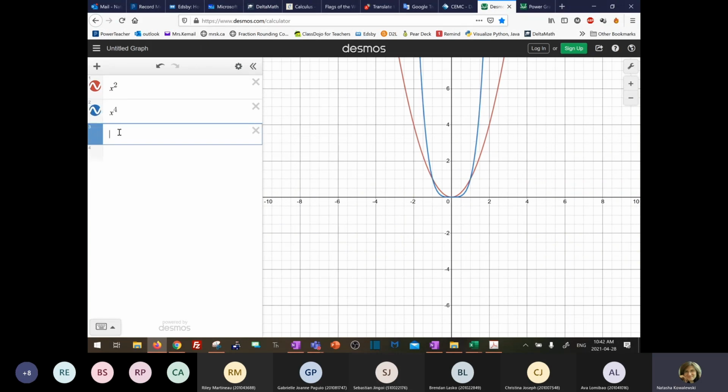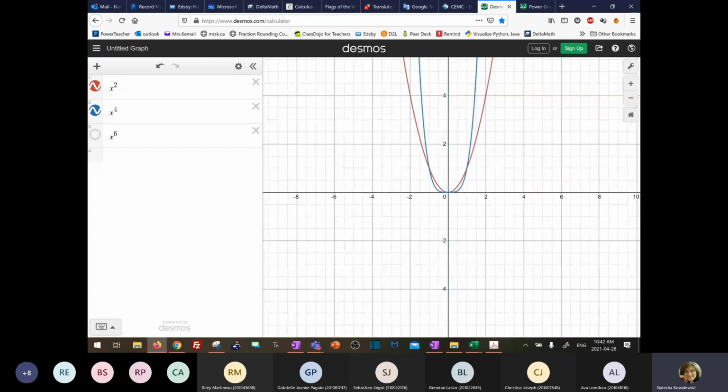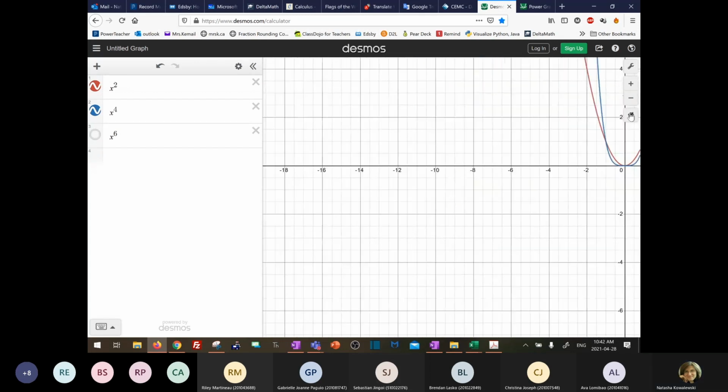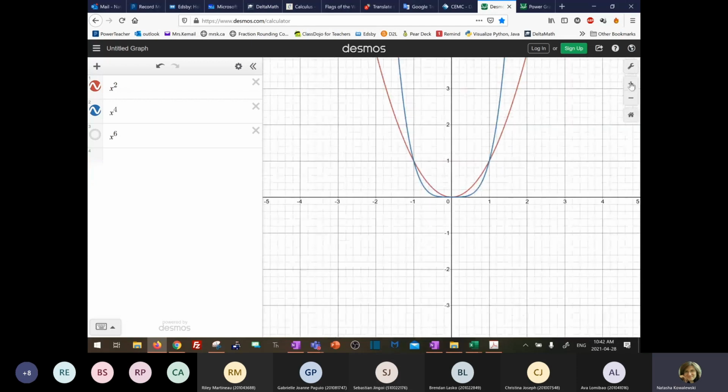And by the way, I could have also written x to the power 6 as well. It kind of has the same kind of shape to it. So let me just get rid of that one. It's too much to look at. If I were to zoom in on this graph, let's go to home and just zoom in this way.